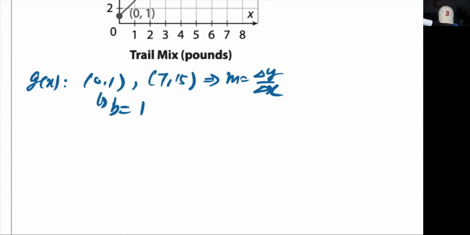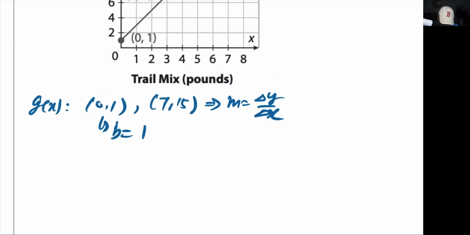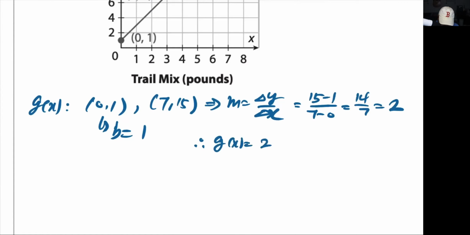Let's zoom that in a little bit. And that is, okay, right minus the left: 15 minus 1 over 7 minus 0. 14 over 7, that is equal to 2. So we know the slope is 2, y-intercept is 1. Therefore, we could say g of x is 2x plus 1.